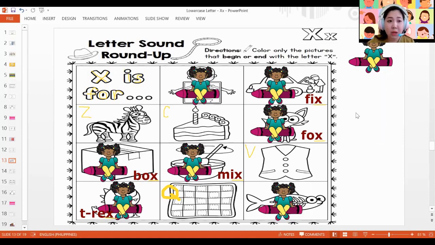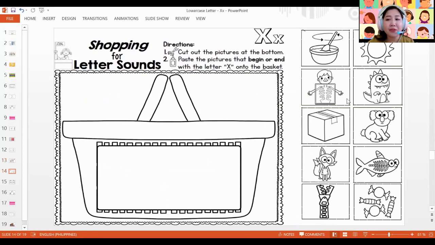All done with your work? If you haven't finished yet, you can just pause the video. Now, let's proceed to our shopping for letter sounds. So, only put the pictures that have the x sound in the beginning and also in the end.